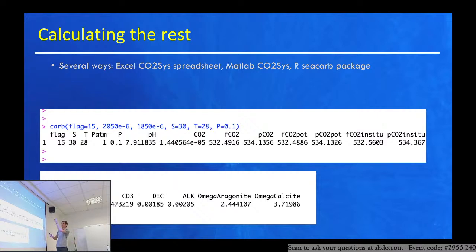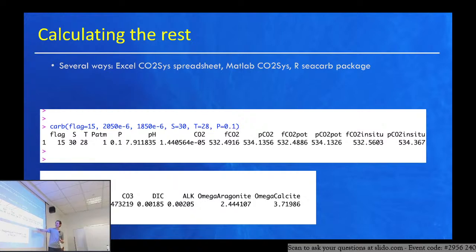Okay, so when we've measured any two that we wanted, there are a number of ways we can calculate all the rest of the carbonate system. There's an Excel macro, there are MATLAB codes, there's the ccarb package in R, which is what I use. I'm sure there must be equivalents in Python too. Fundamentally, we have to tell the program what we measured. In this case, flag 15 tells the program to expect alkalinity and DIC. We then add the alkalinity and DIC, we need to know the temperature and salinity, and we want to put in the sampling pressure.